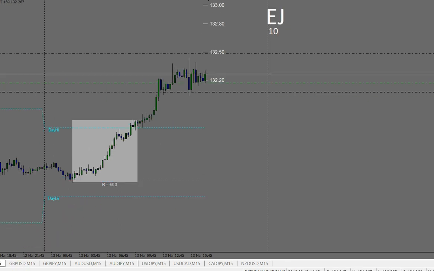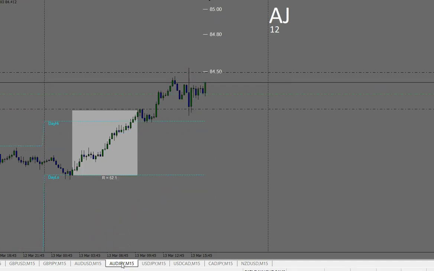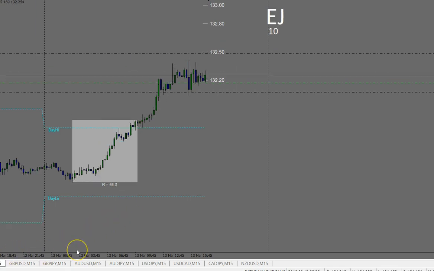Okay, another quick update. Just running through these pairs, you can see that I've brought my take profits down on these. I'm running out of time, so I've brought my take profits down and looking to take profits at these next levels. I've done it on the, you can see the AJ there. I've got a take profit at 50. GJ, take profit at 50. And the EJ, take profit at 50. So see how these run. And depending on time, I may have to punch out of these, but I'll see if I can let them run a little bit further.